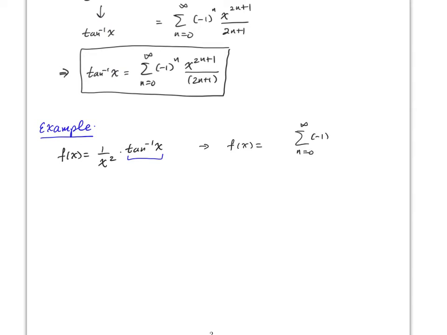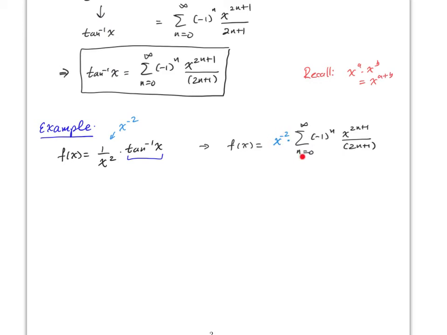Okay, minus 1 to the n over 2n plus 1. So you already know that. Now, if you multiply by 1 over x squared, which is the same thing as x to the negative 2, it will be like multiplying this by x to the negative 2. And recall from basic algebra that x to the a times x to the b is just x to the a plus b.